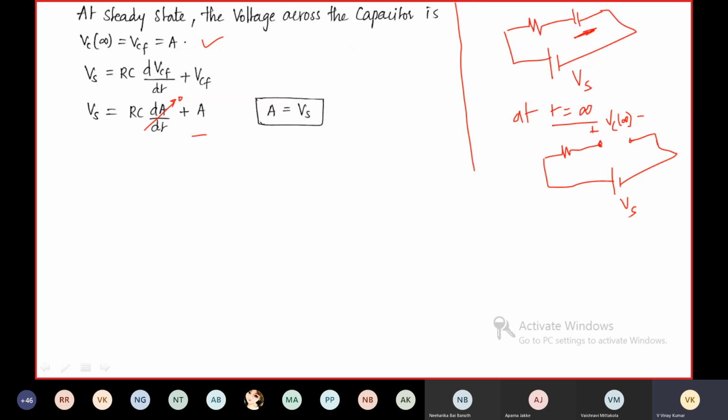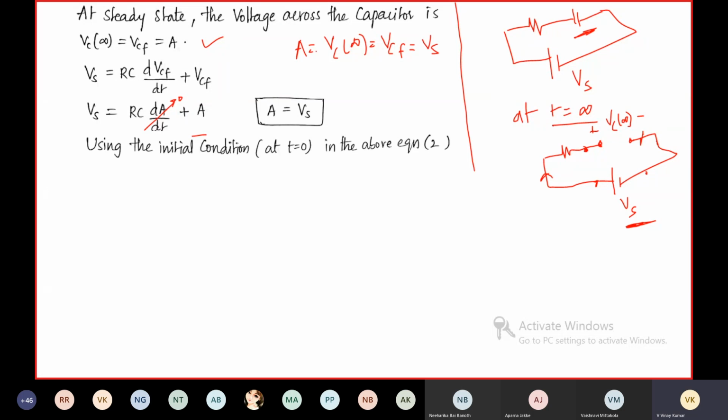Here this is Vs. When the capacitor is acting as an open circuit, then no current flows through the capacitor. Then whatever the voltage is between these two points, the same voltage will be available between these two points. Means Vc of infinity is equal to Vs only. So directly you can have Vc of infinity, which is equal to the forced response, the steady state response Vcf, which is equal to Vs. This is another way of getting the value of k. k is equal to Vs.